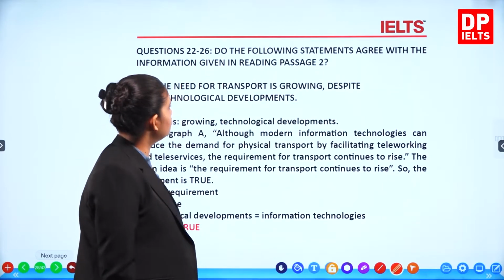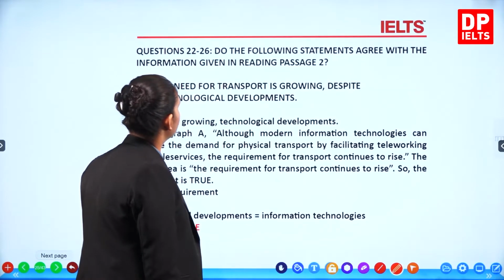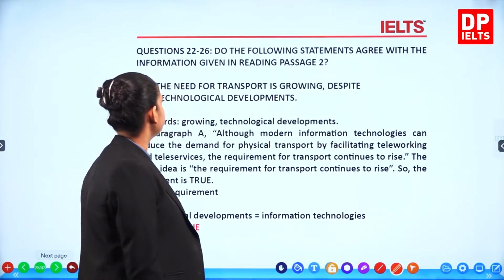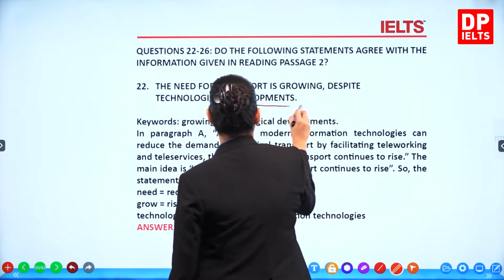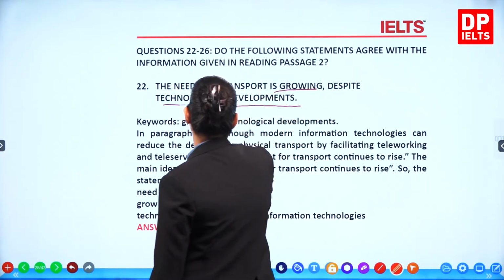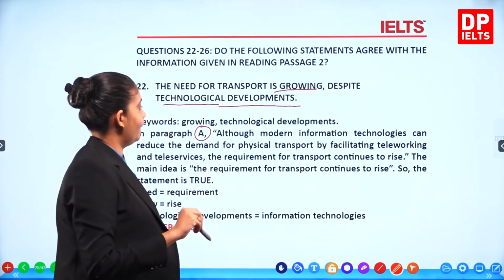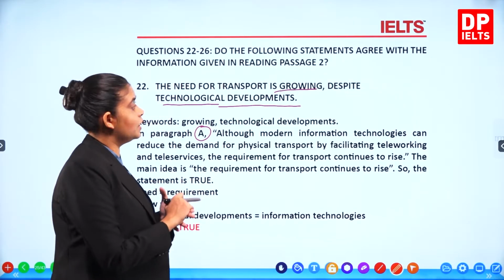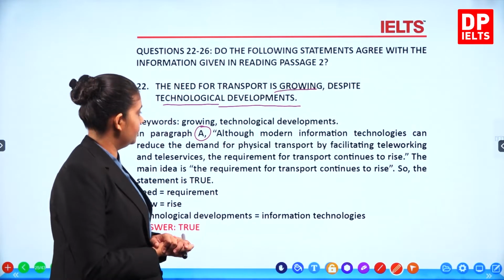Questions number 22 to 26. Do the following statements agree with the information given in reading passage 2? Now, the need for transport is growing despite technological developments. So, keywords, growing, technological developments. Go to para A. So, there is a need for transport. The need for transport is growing, right, regardless of the technology development.